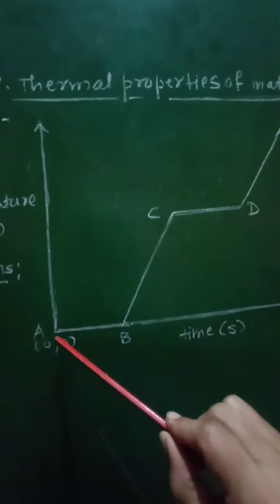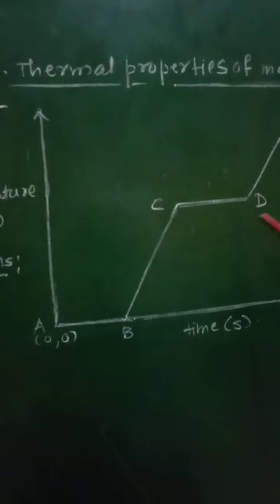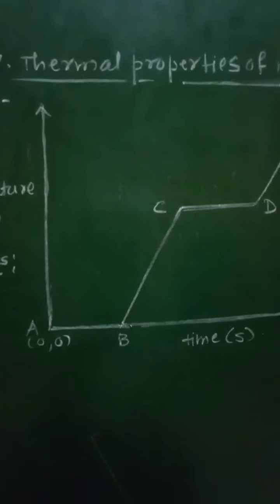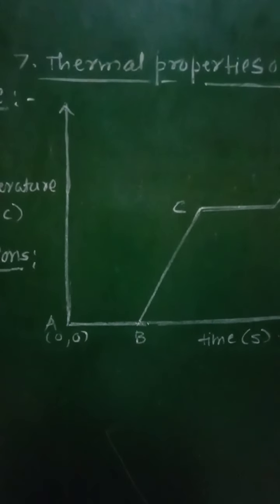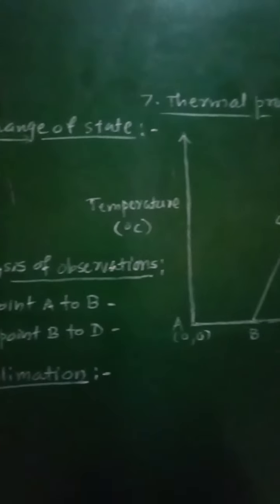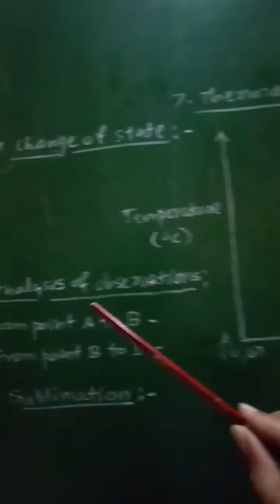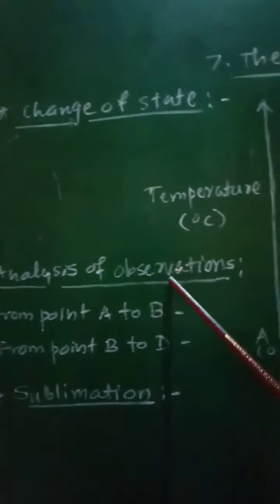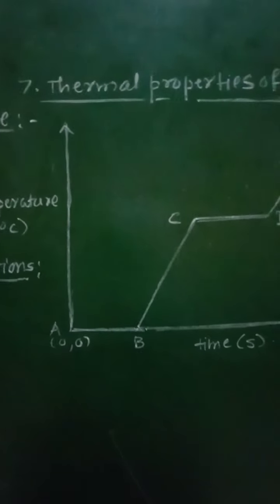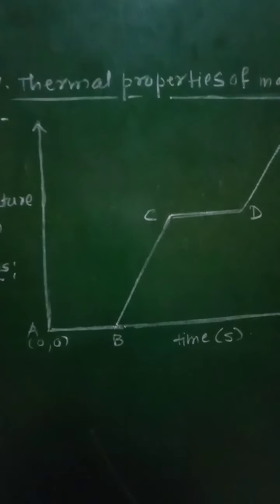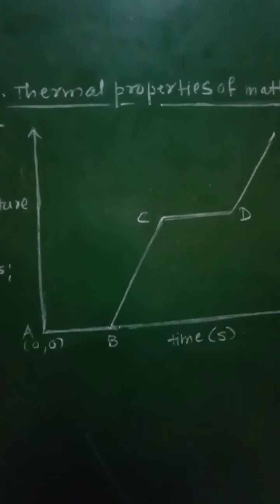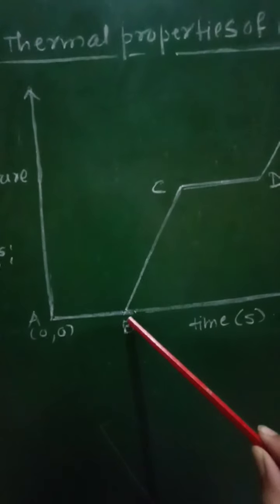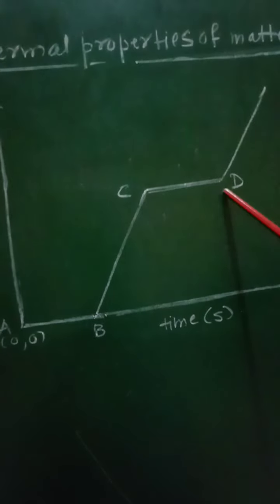That means it will vary from A to B, B to C, C to D and so on. So like this the variation of temperature against time graph will be shown here. Then let us consider the observations of this graph, and we will have to analyze these observations. We will now analyze these observations for two different stages. First stage will be from point A to point B, and then from point B to point D.